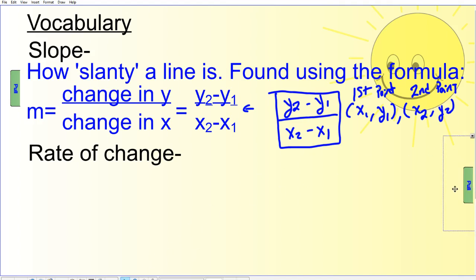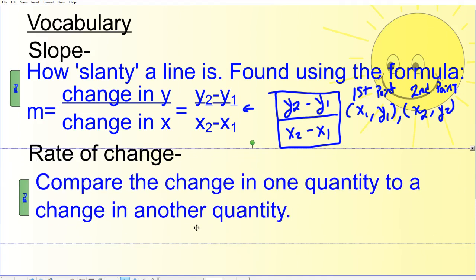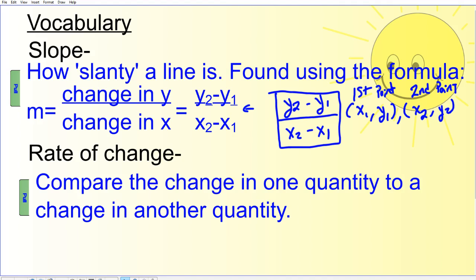Our second vocab word, rate of change, is when you compare the change in one quantity to the change of another. This is basically saying word problems, problem solving, slope. You're comparing the change in one quantity, the change in something, to the change in another quantity. So it could be the change in speed over a change in time. That would be the slope of the line that shows how fast you're moving over time. All right?